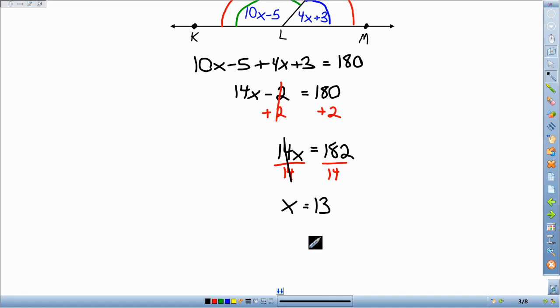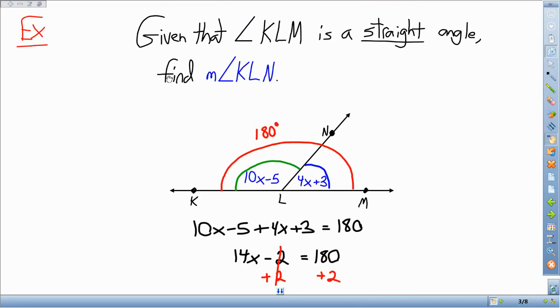Okay, so here's the question I'll throw to you. Are we done? Did we get our answer? Did we do what they asked? Scroll back up. On this problem, they said find the measure of angle KLN. So no, they did not just say find x. We need to now plug x back in and actually get the measure of this angle.